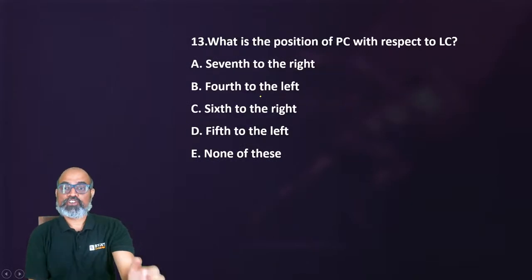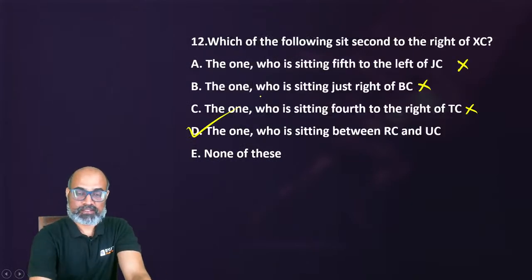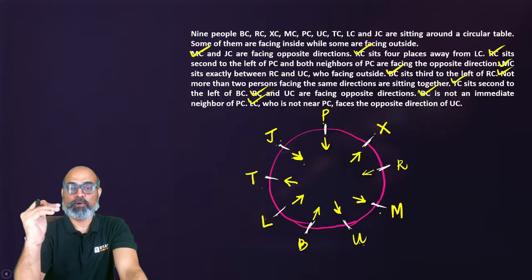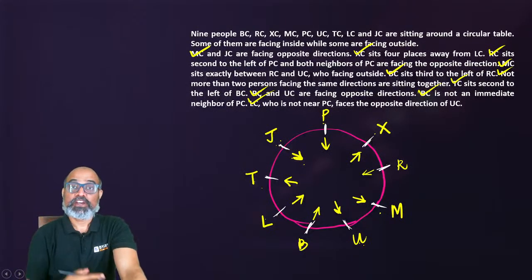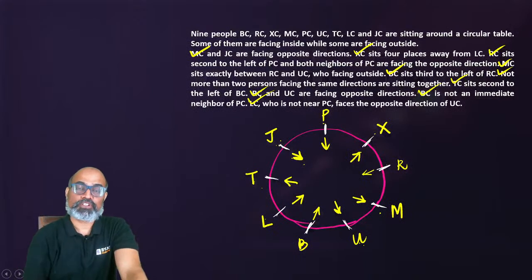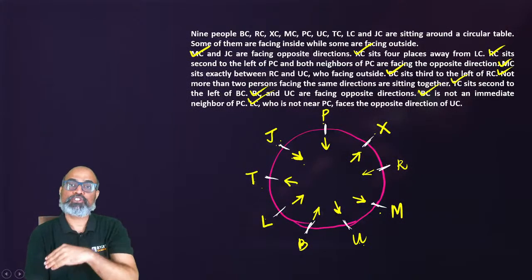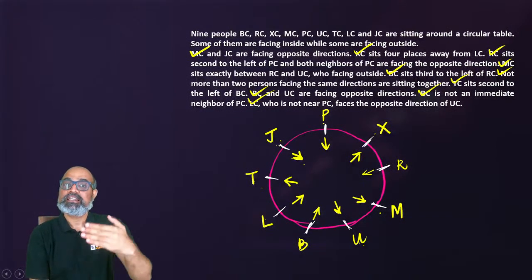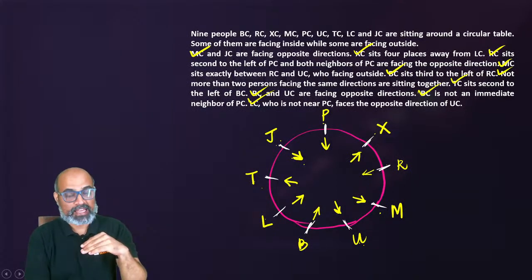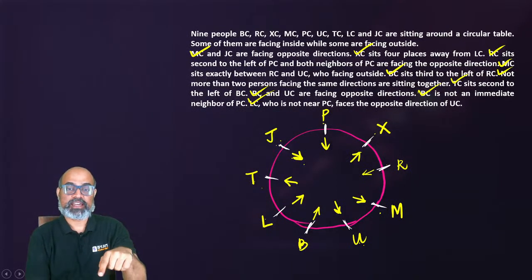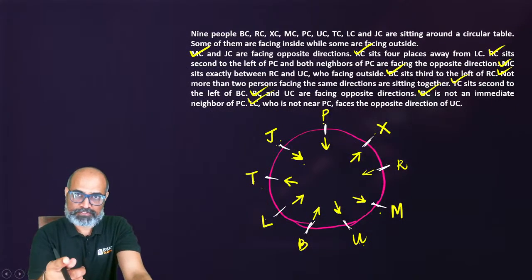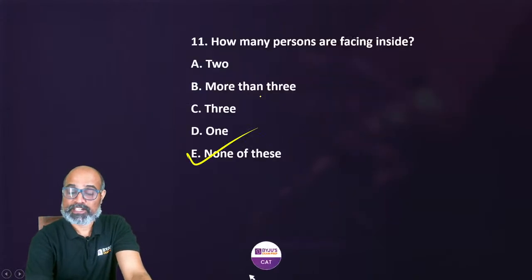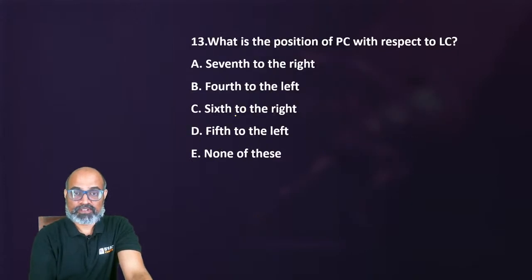What is the position of P with respect to L? So let's check. With respect to L, as in go to the position of L. If you sit at the position of L, you will find that P is 3rd to the left of L, or you can say he is 6th to the right of L. 3rd to the left, 6th to the right with respect to L. So 3rd to the left, it's not there. 6th to the right, yes, we do have that.